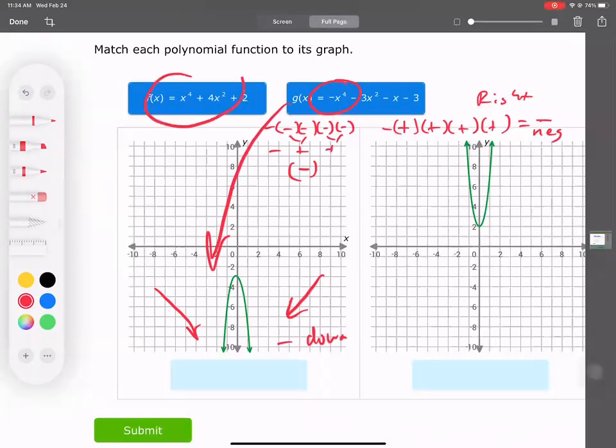On the right, let's look at x to the 4th. So that's positive, positive, positive, positive. And on the left, negative, negative, negative, negative. So the right's going to be positive. The left side's going to be also positive. As you can see, this goes up and up.